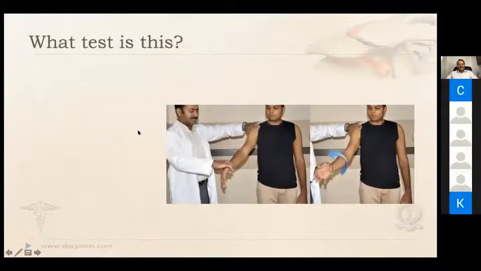What test is that? Speed test. Yergason. Yeah. That is the arrow. That's why I put the arrow here. The external rotation, so our supination of the elbow at 60 to 90 degrees.